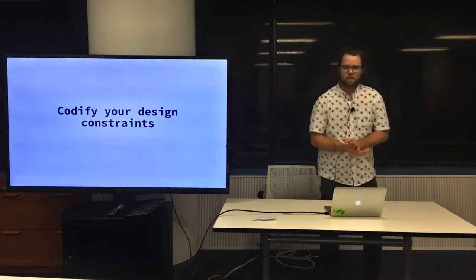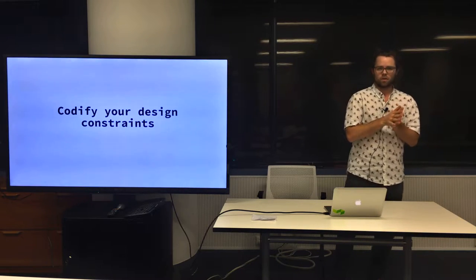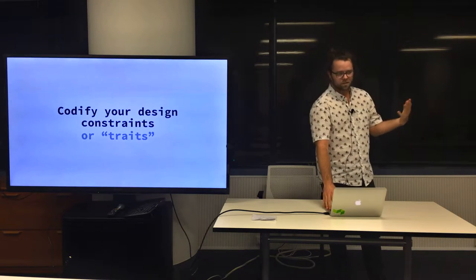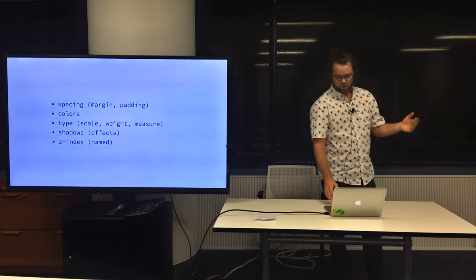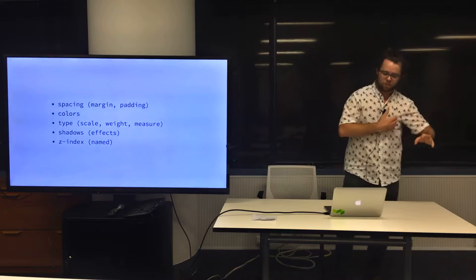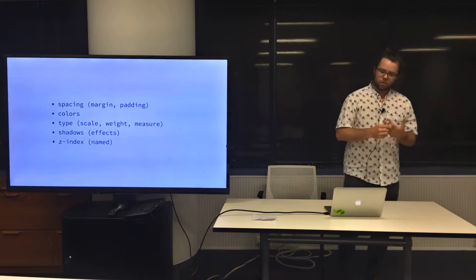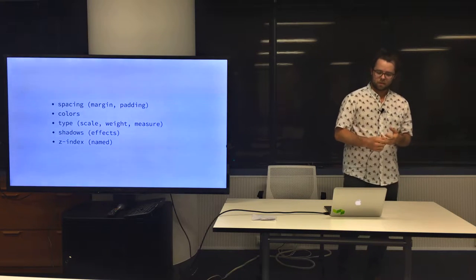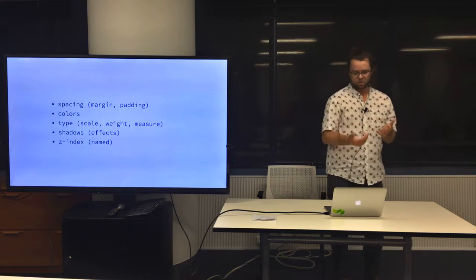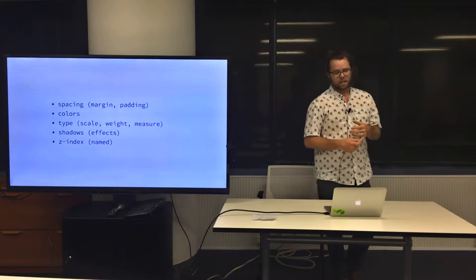Cool. The other thing with Atomic CSS is it sort of codifies your design constraints. Traits, I tend to call them as well. Because with Atomic CSS or atomizer, you can give it raw values, or you can point it at variables. For your margin and your padding, you can base everything off, say, a vertical rhythm or some sort of consistent spacing. Your colors are all in variables.